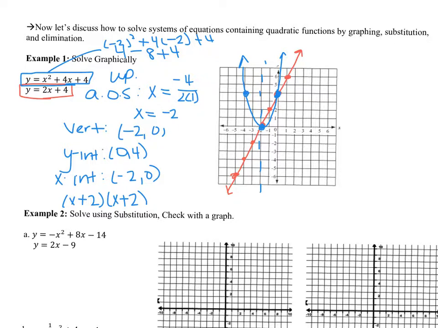And notice my solution to the system of equations is where my functions intersect. So they intersect there and they intersect there. So when I write my answers, I'm going to have 2 answers. My first answer is negative 2, 0, and my second answer is 0, 4.